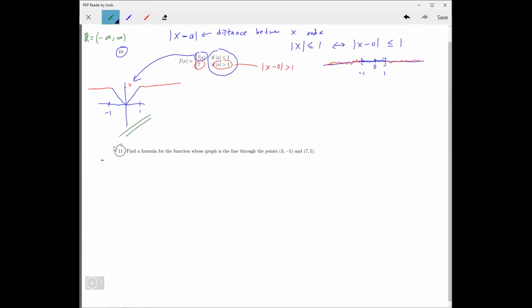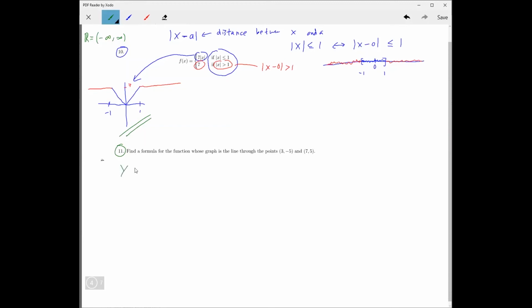Okay, let's go on to number 11. Find the formula for the function whose graph is a line through these 2 points. Lines are pretty important to know about. If you have 2 points that are on the line, you should be able to find the equation of the line that goes through those 2 points.